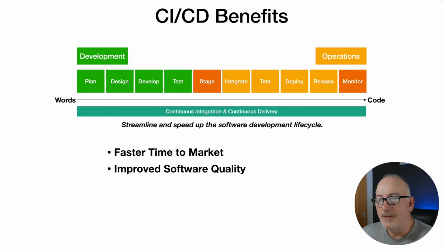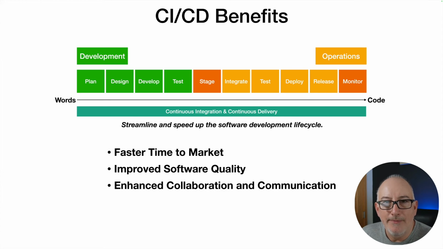Another benefit is improved software quality. By having automated tests and encouraging developers to write tests, we're really setting a culture where we have higher standards, and we're trying to make sure that our software is going to meet those standards. Another benefit is enhanced collaboration and communication. By taking the silos down and mixing those development tasks with the operational tasks, we can better provide visibility into what we're trying to accomplish.